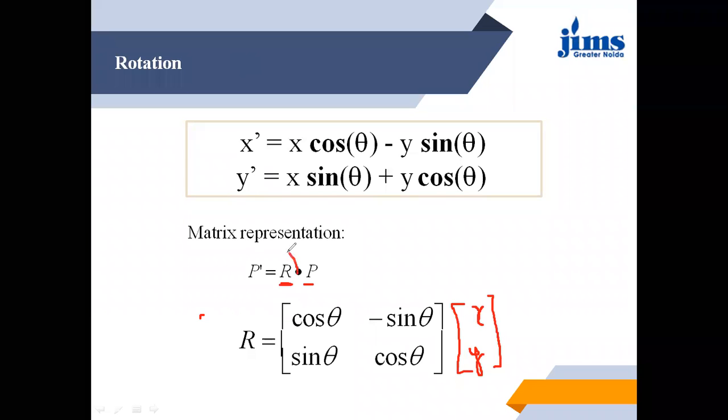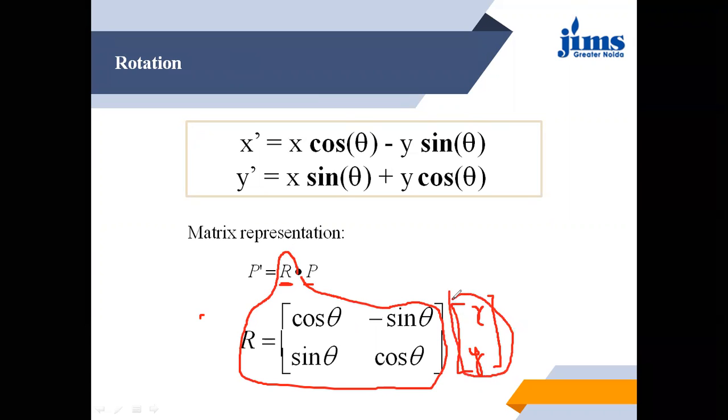This is the value of r. I wrote r plus, we know the value of p, so this is r multiplied by p, and p dash is equal to x dash and y dash. So by using this matrix, we can find out the final value after the rotation.